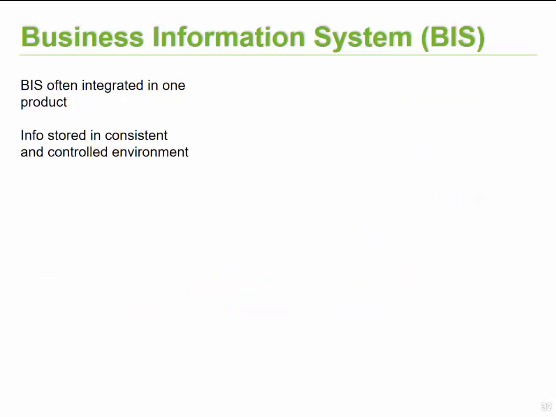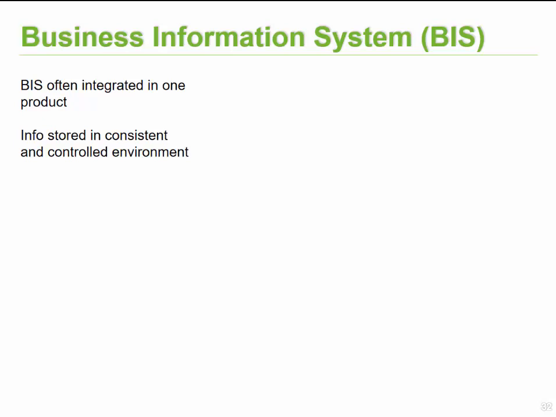So what we know is that business information systems are often integrated into one product, and the information is saved in a consistent and controlled environment, meaning that if people are used to the environment, they would know what functionality is available and how to use information within that particular environment.